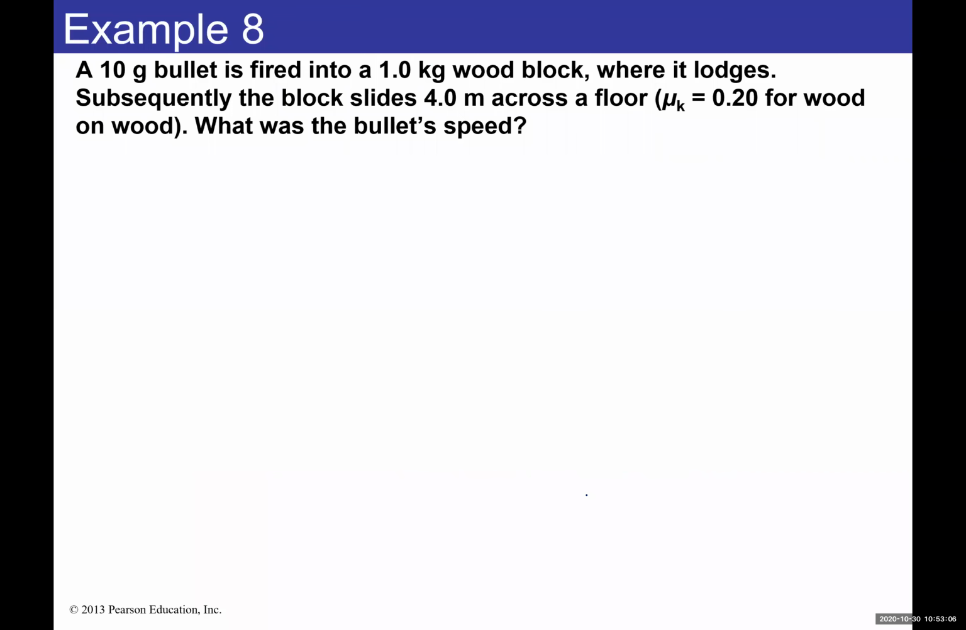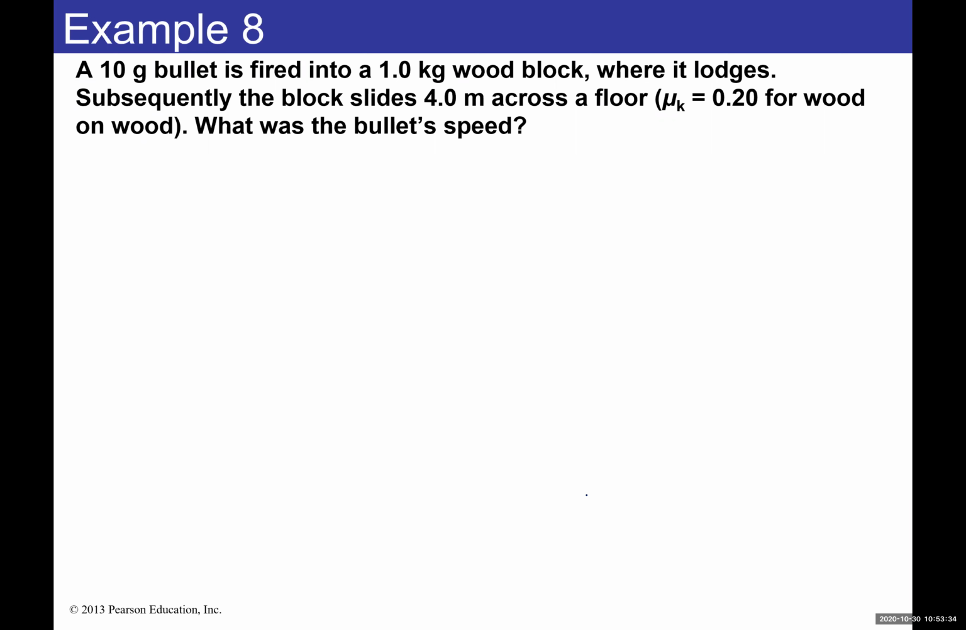All right, here's another one. This one is going to combine some of the things that we learned. A 10-gram bullet is fired into a 1 kilogram wood block where it lodges. Subsequently, the block slides 4 meters across the floor, where the coefficient of kinetic friction is 0.2 for wood on wood. What was the bullet's speed?